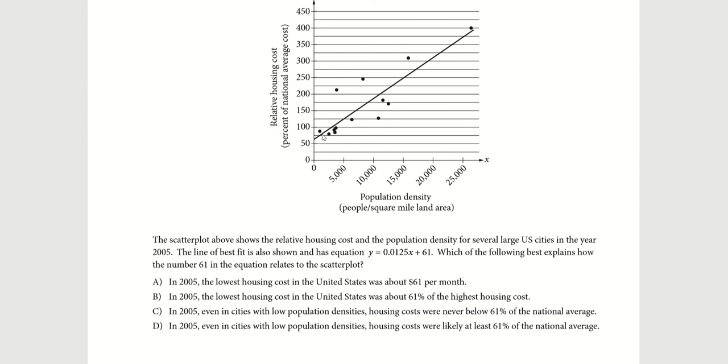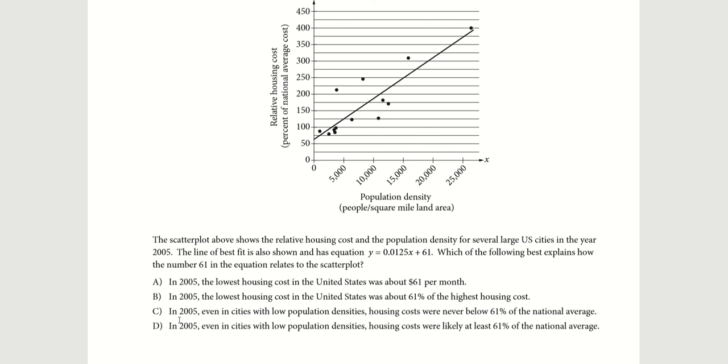This line represents predictions because you put in all these points, you're given this line of best fit, and based on this you can say, okay, at this population density I predict approximately this relative housing cost. So again, the line represents prediction based on data rather than data itself. So we can't say B because we don't actually have a point there.